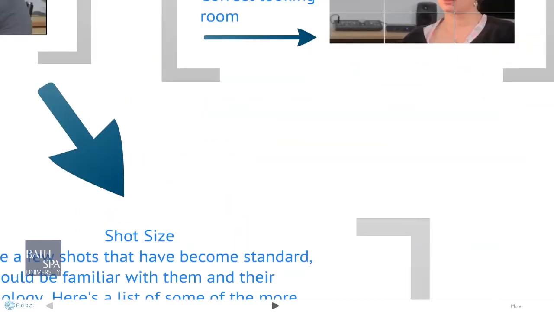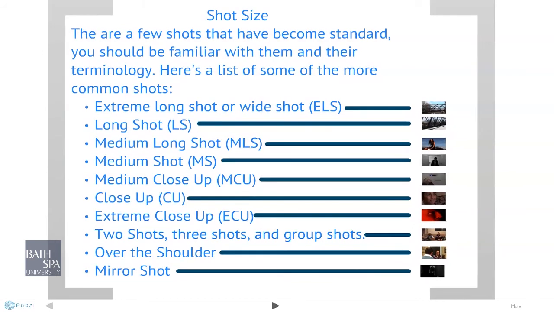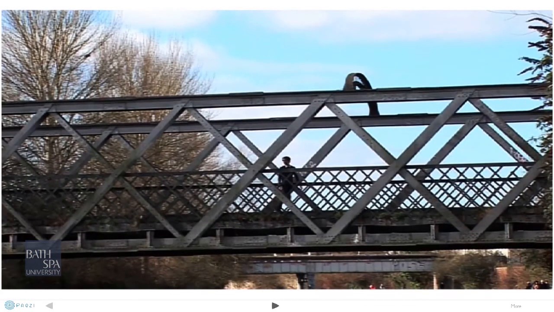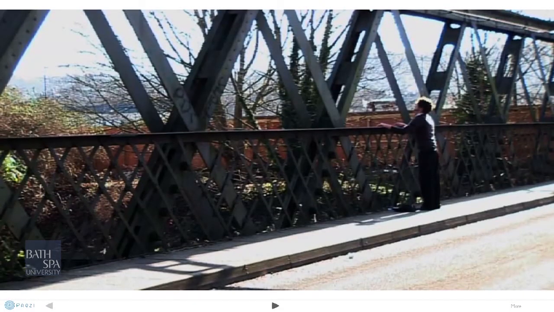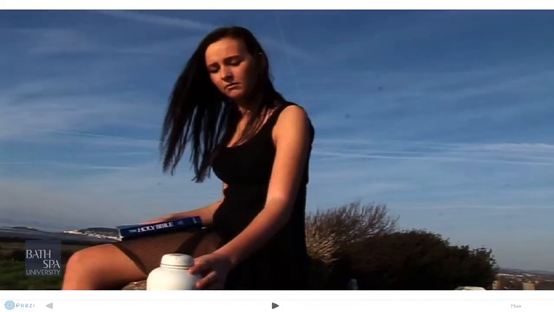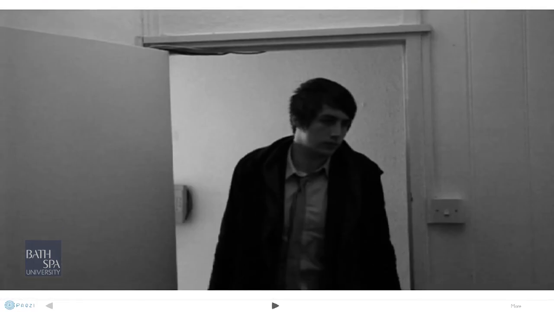Thinking about our shots now, if we go down to different types of shot, there are a few that have become standard and you should become familiar with them and their terminology. Here's a list of the more common shots. So we'll start with an extreme long shot or wide shot. We move on to a long shot. Move on to medium long shot. And we'll move into a medium shot.